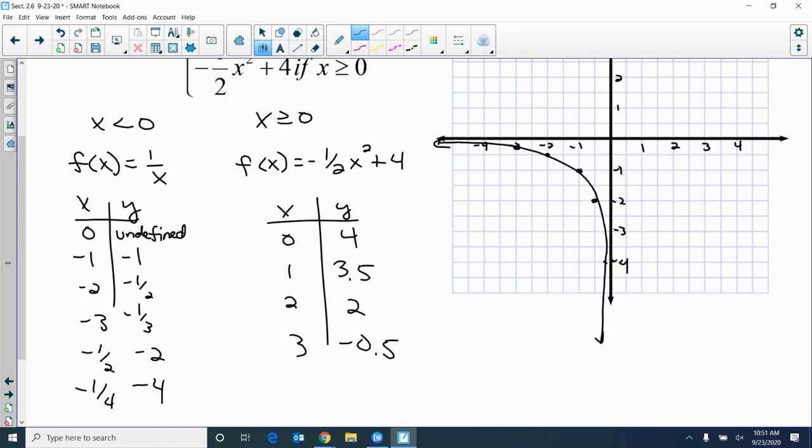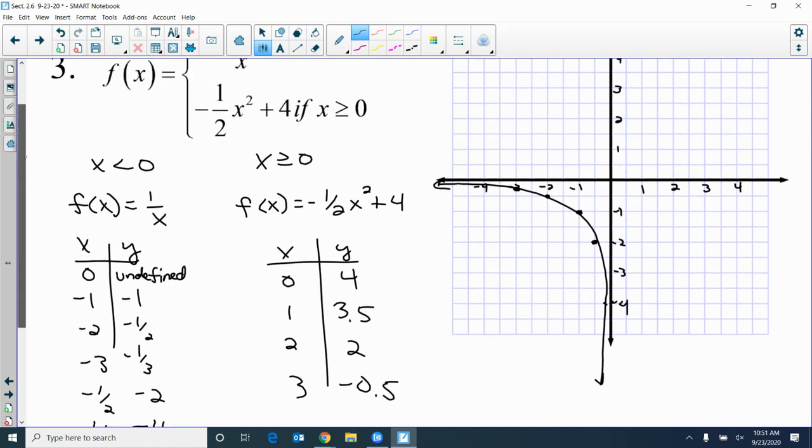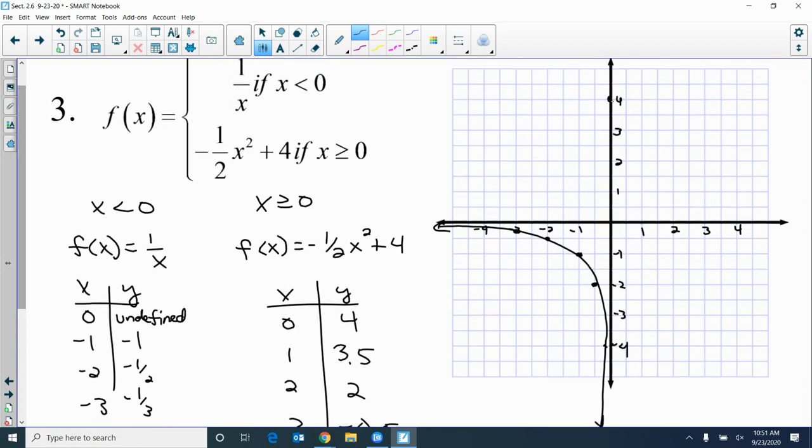So what we got here is 0, 4 right here. I got 1, 3.5. I got 2, 2, and what was 3, negative 1/2? It's an x squared, so it has to be a parabola. The negative in front makes it open down, right? Okay, so it starts up here. This has to be a solid dot. And it has to go through that. Okay, and so that should be enough to give you an idea for that one.